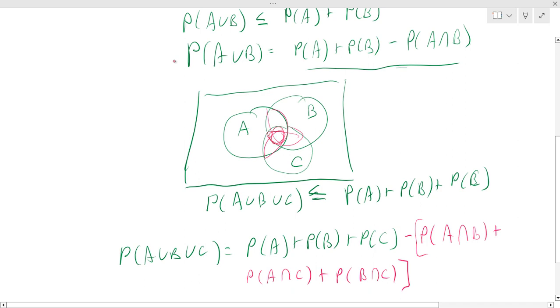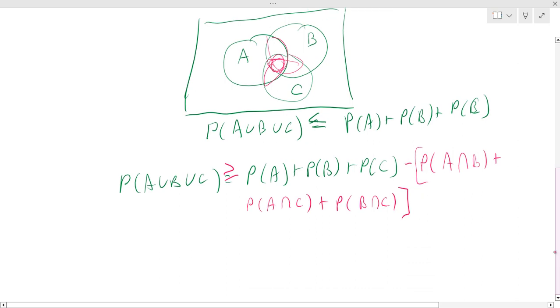I've actually subtracted this one multiple times. So I've subtracted it too much. In fact, this is going to be greater than or equal to this, and it's only equal if there's no three-way overlap. So this one subtracts the three-way overlap too much.